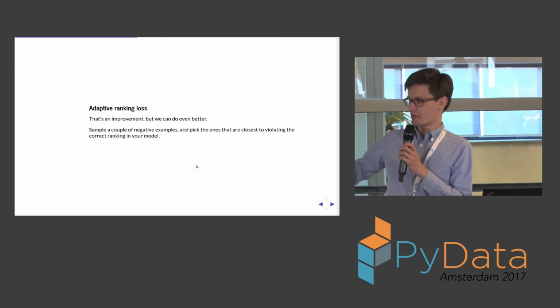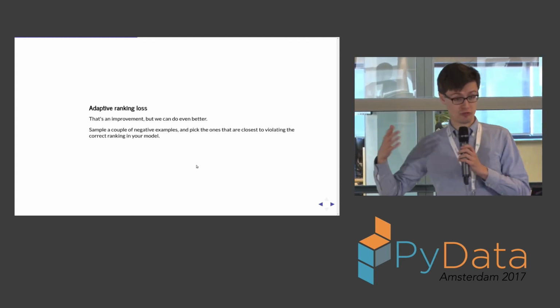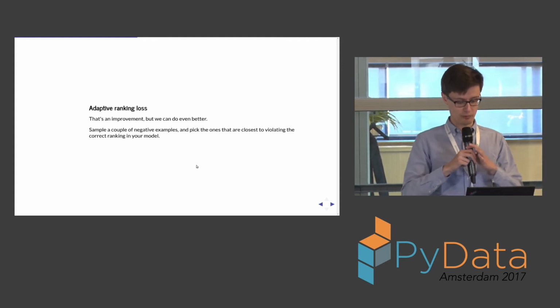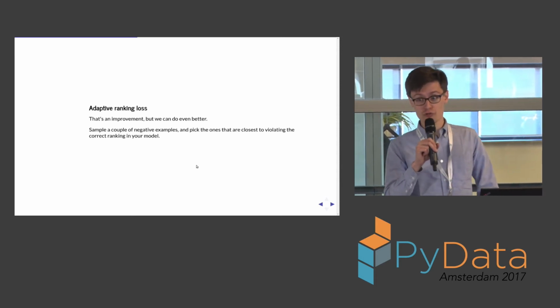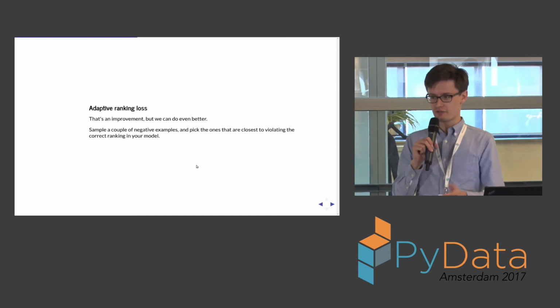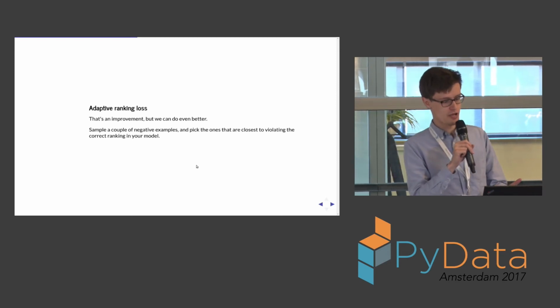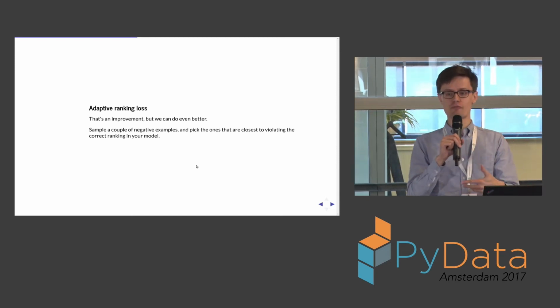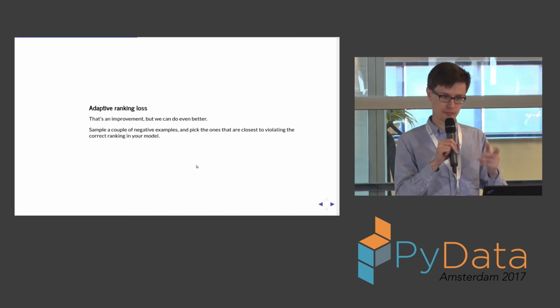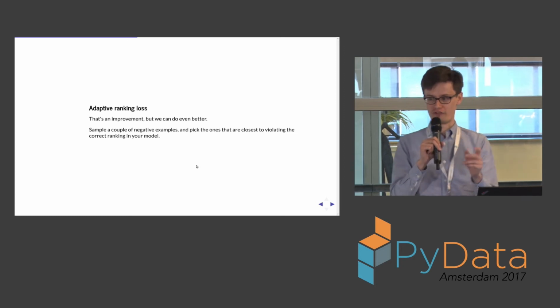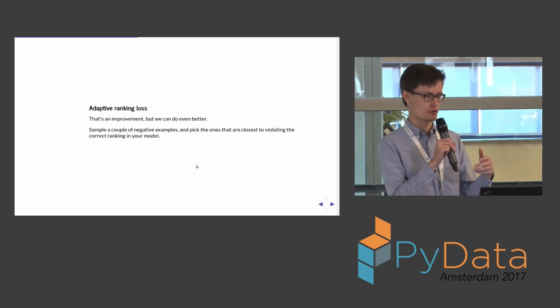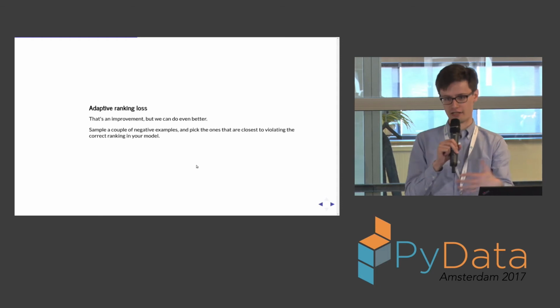But given that this ranking loss works better, can we do even better? Well, we can, and it's called an adaptive ranking loss. We have the positives, and we sample a set of negatives, but then we sample a couple more negatives for every positive, and then we pick the one that's closest to violating the ranking. Because remember, we have a positive and a negative, and we want to make sure the positive is ranked higher than the negative.